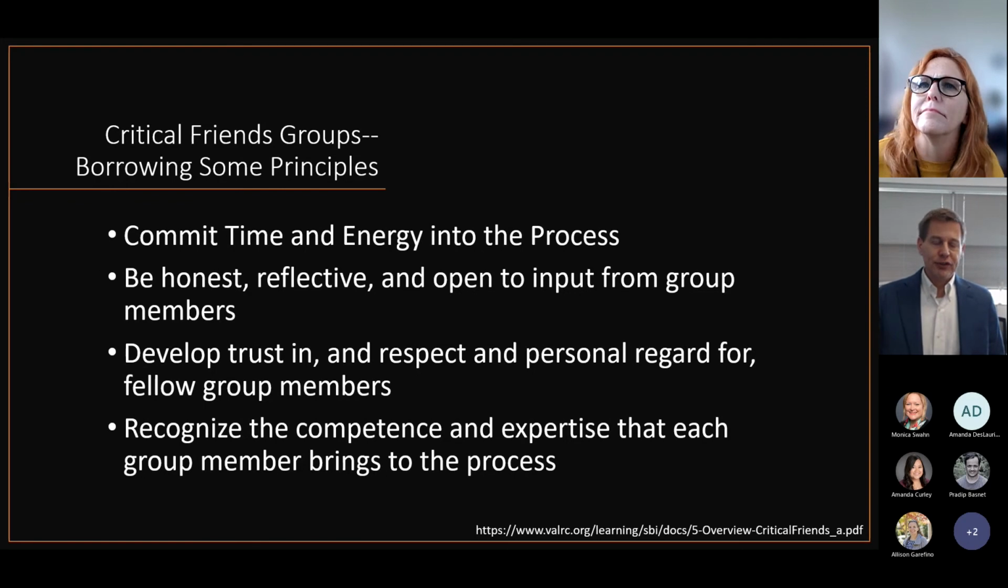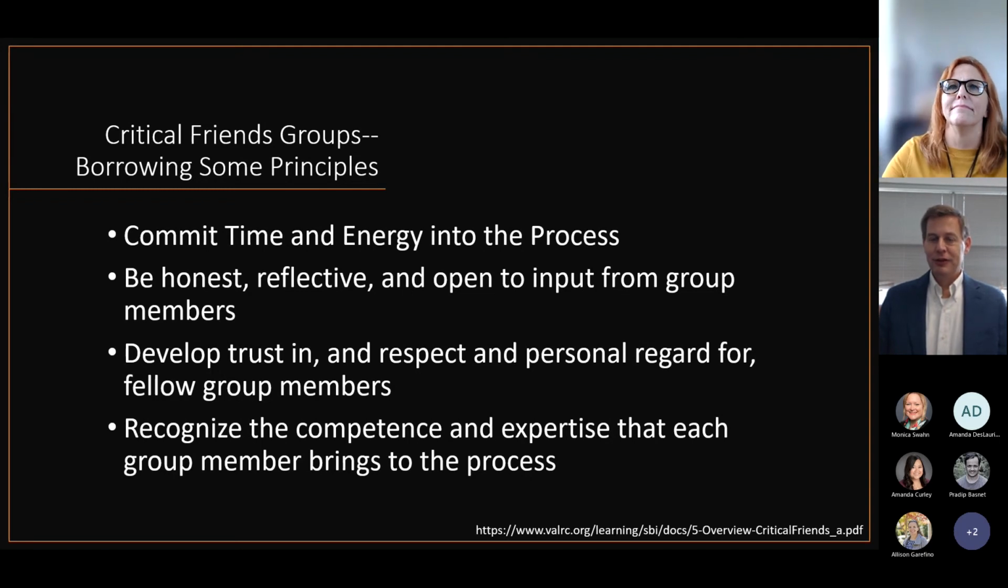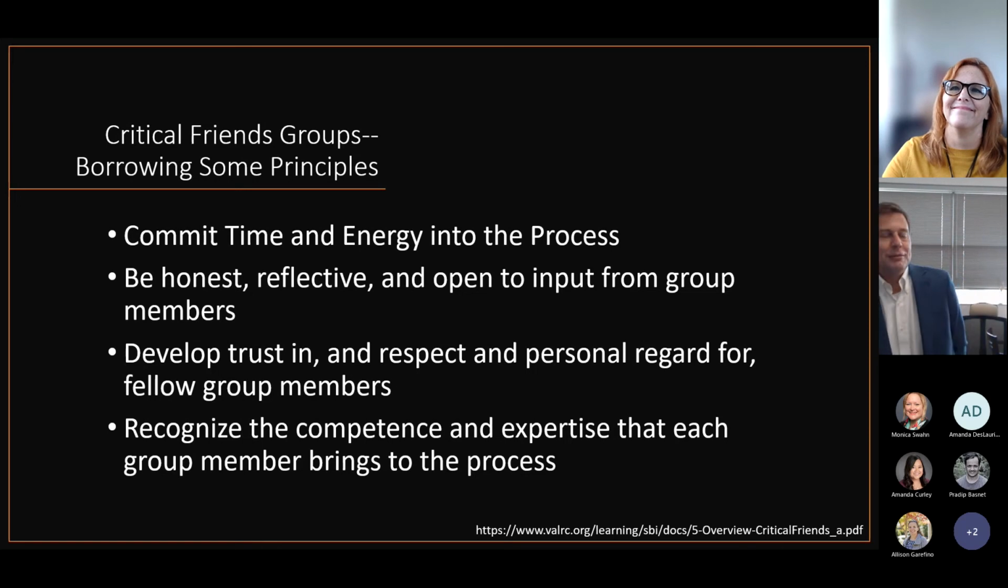As the person receiving feedback, this is hard. It's hard for others to criticize your work. It's hard not to take it personally. Goodness, you get that first manuscript review and it's a rejection or a major revision, and it's just a bummer for at least a weekend, for some people longer. But be reflective and open to input from the group members.